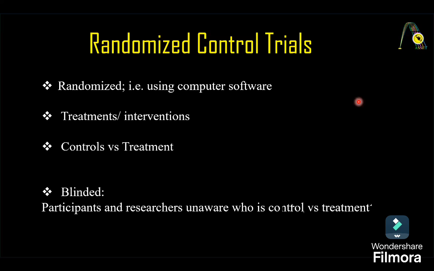And the important thing that you do with randomized control trials is that they are blinded. So that means that the participants and the researchers are both unaware who is a control versus who is a treatment. And this is important because obviously there can be bias amongst researchers as well. If they know that a participant is receiving a treatment, then they may inadvertently expect to see certain results. So blinding is important for that aspect to prevent any observational biases that may arise.